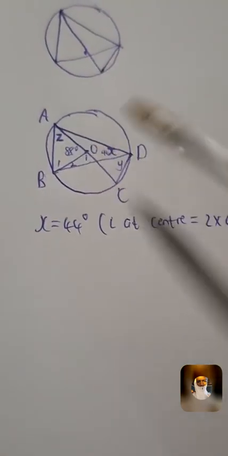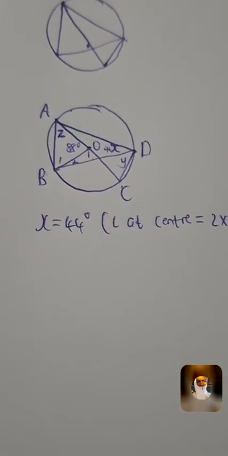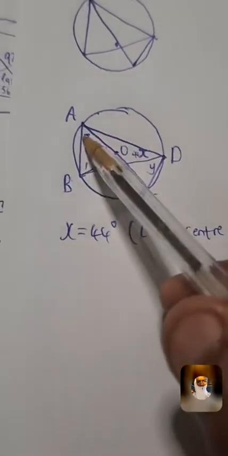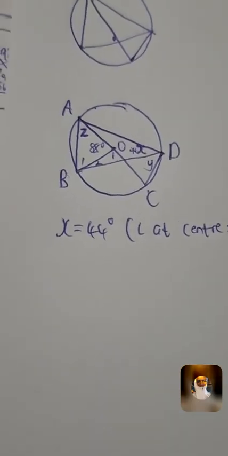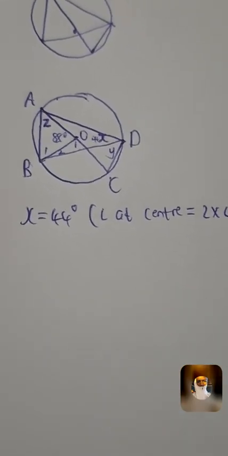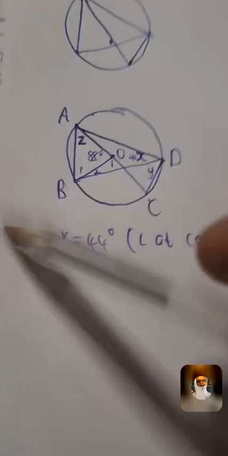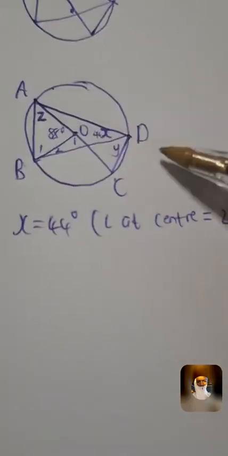Okay, now as I said, we're looking for Y. We are looking for anyone, either Y or Z, any of the two. So there's a Z there and there's a Y there.